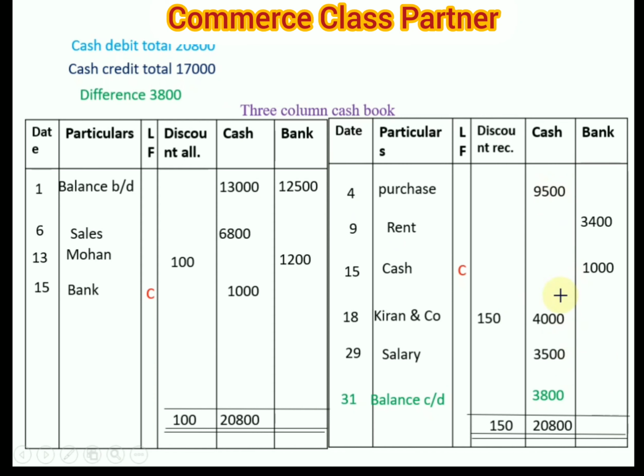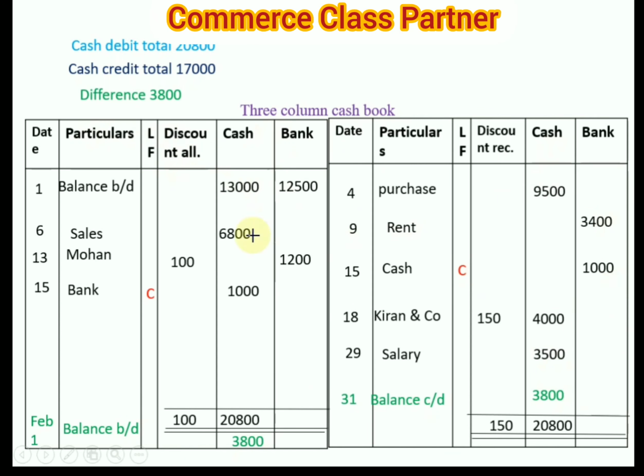When we total these amounts, we will get 20,800. Then this amount should be given as the opening balance of the next month. This same balance C/D amount should be given as balance B/D here. The date is the first day of the next month, that means February 1st. Here balance B/D is given and the same amount 3,800 is given on the cash column under the total amount. We have completed balancing the cash account.